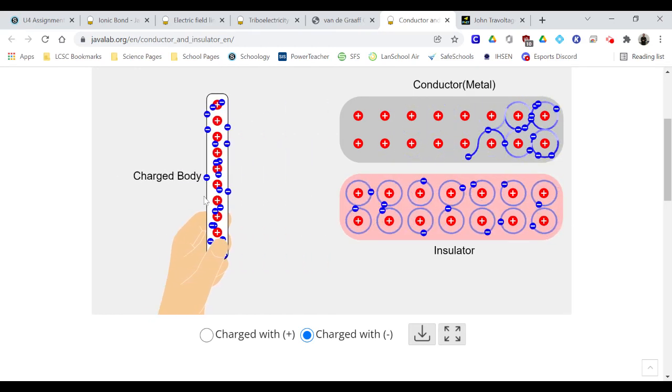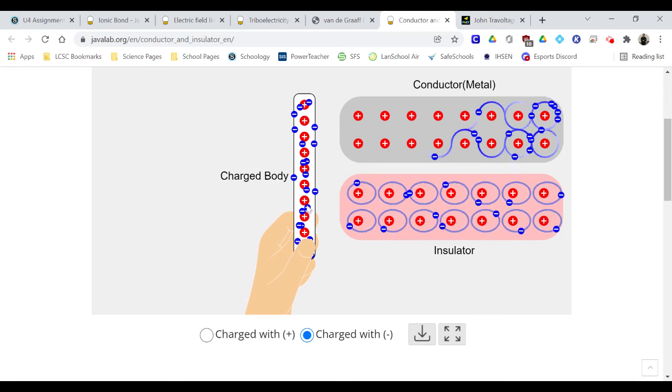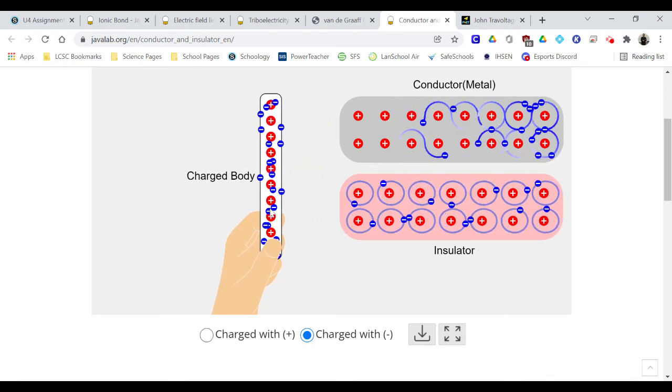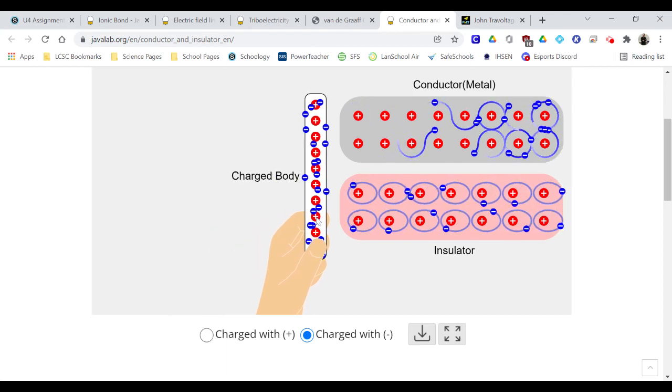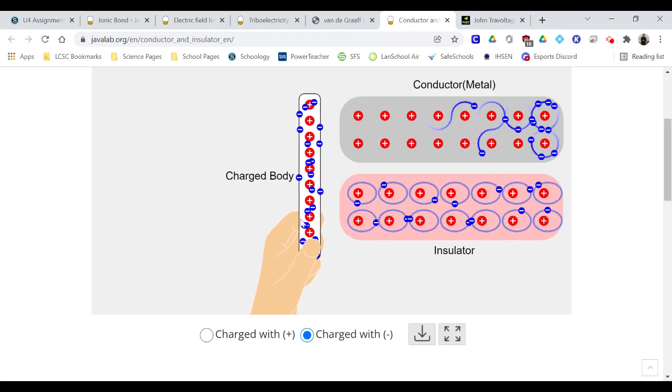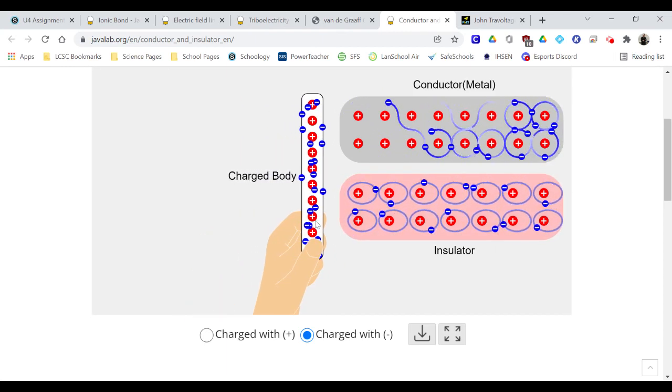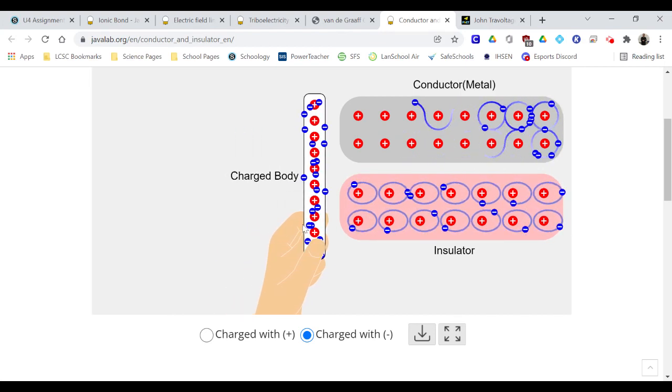Okay. For the insulator, you'll notice that the electrons can't really move much of anywhere, but they push away a little bit. You notice the circles start to turn to ovals. So we can still induce a charge in an insulator, just not as strong as in a conductor.